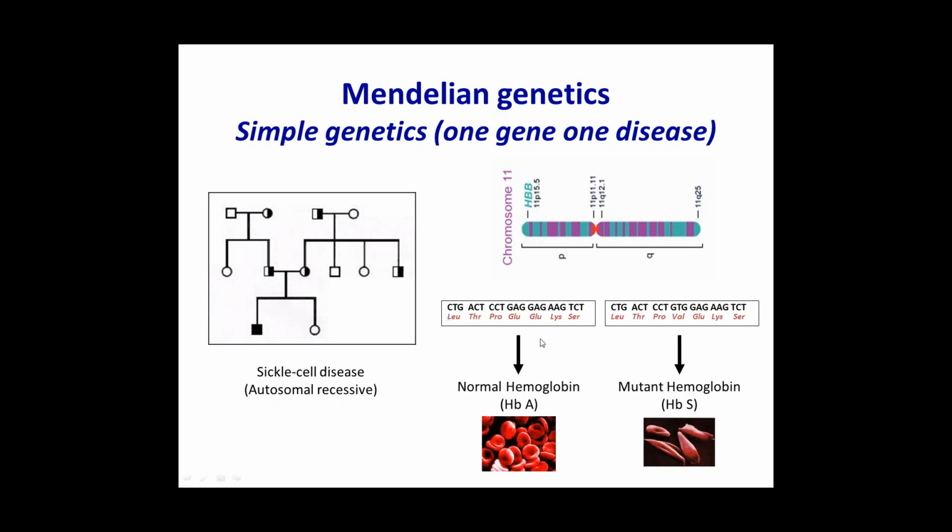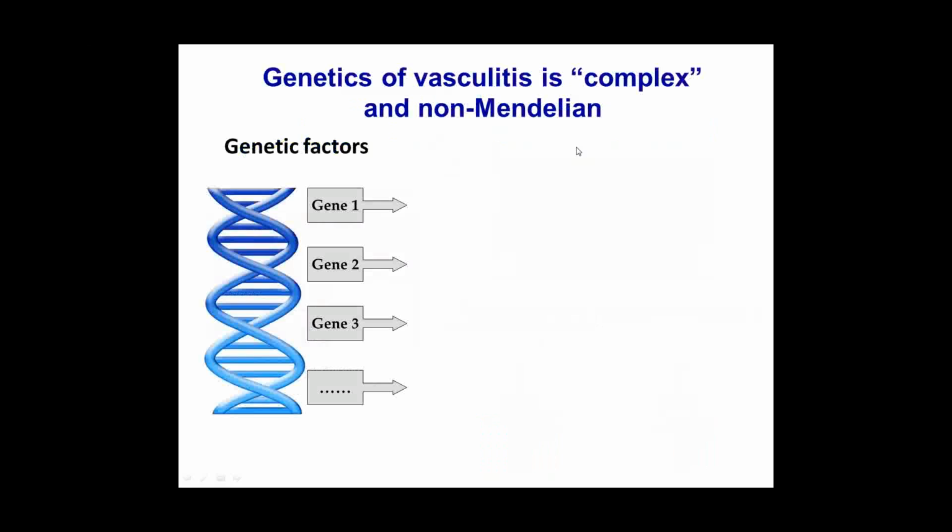Very simple genetics. You have one amino acid change, in this case in the hemoglobin gene, that gives you, instead of hemoglobin A or the normal hemoglobin, what is called hemoglobin S or sickle cell hemoglobin. When this person gets two copies of these disease genes, they will develop the disease. So one gene, one disease, but this is really not what we're talking about when we study vasculitis.